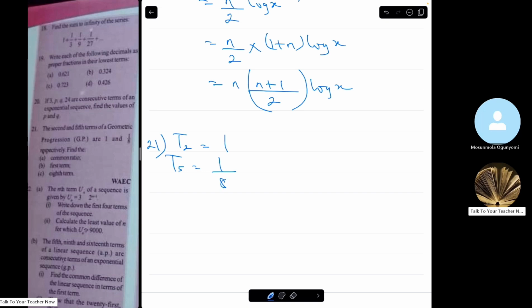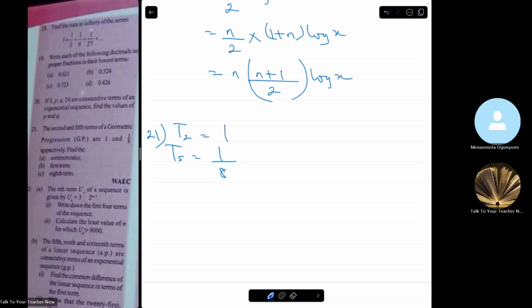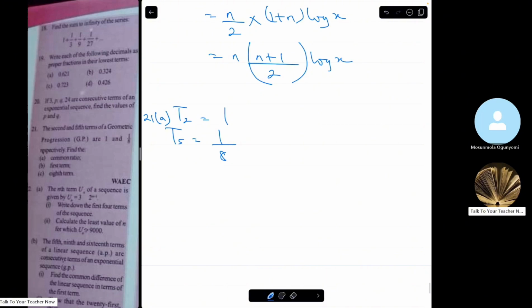Now read further. Find the common ratio, the fifth term, and the eighth term. So we're starting with 21A. The question: A, common ratio, B, first term, and C, eighth term. That's a piece of cake.